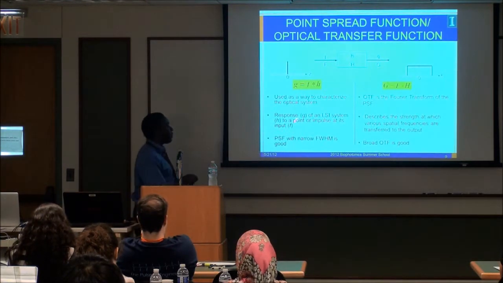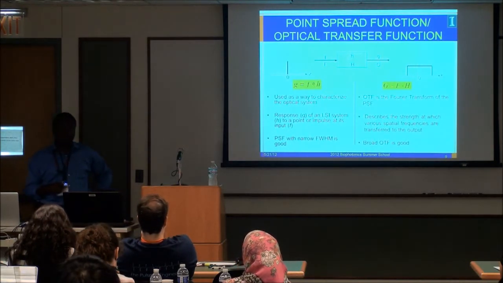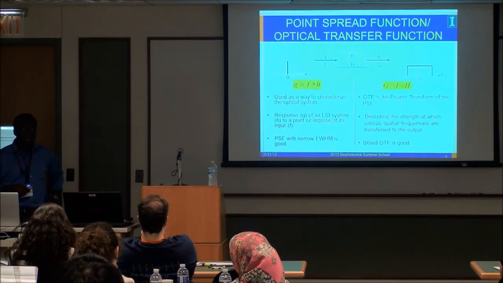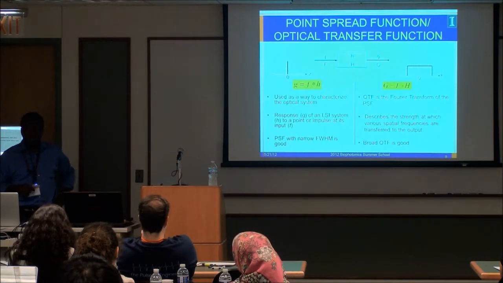So we use the language of the point spread function. If everything were perfect, and this was a perfect imaging system, I send a point in, our 2D delta function, and what I get out is a point. That's ideally what you would want to get if you had a perfect imaging system.